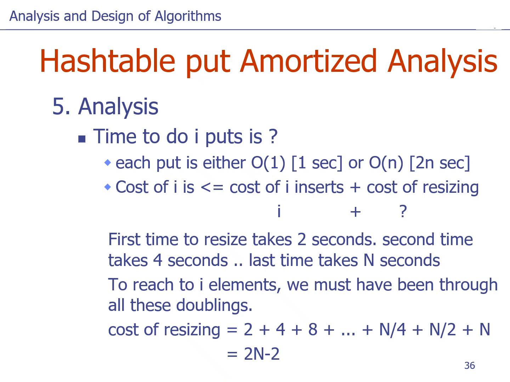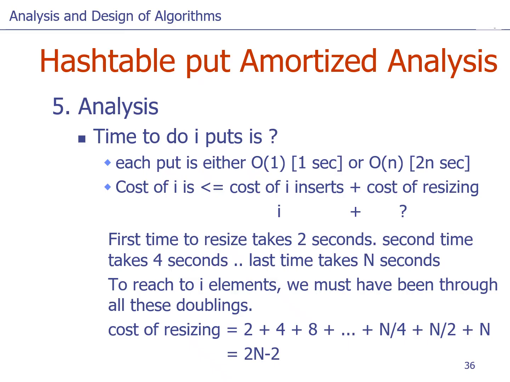Okay? Now, each put is either O of 1 or O of n. So the cost of i puts is the cost of i inserts plus the cost of resizing. So I will think of the O of n as involving a resizing activity and also an insert activity. I will group all the inserts together, and I will call them i inserts, because if I call put i times, I am inserting i elements, so I've made i inserts. That has a cost, okay? And then the other thing is the cost of the resizing, which is going from n to 2n to 4n to 8n and so on.